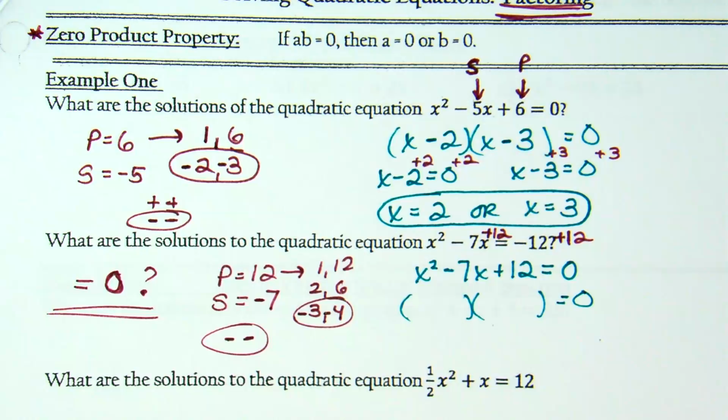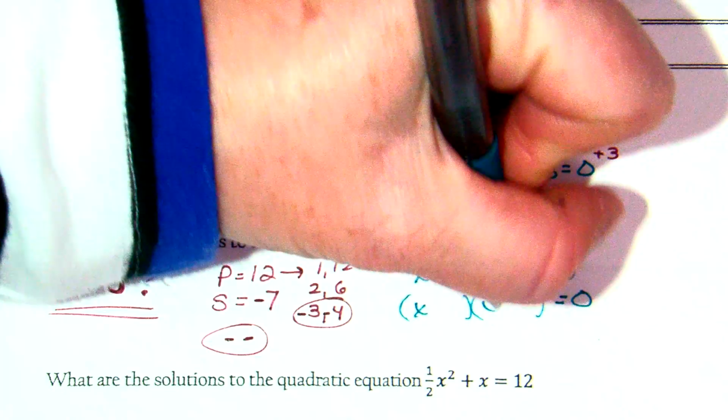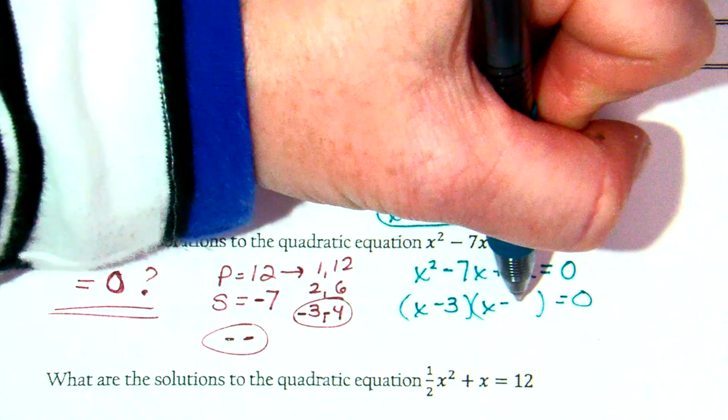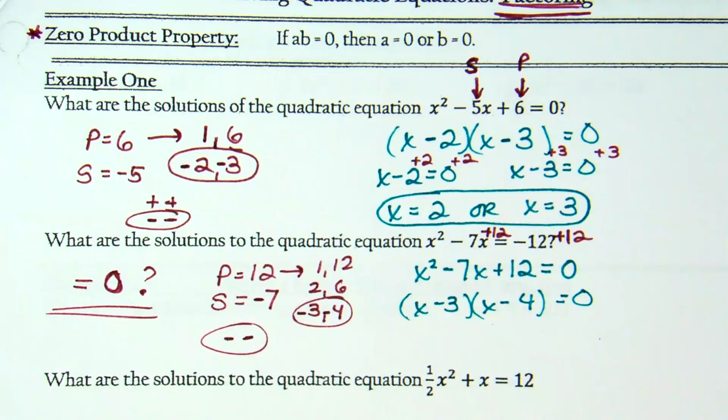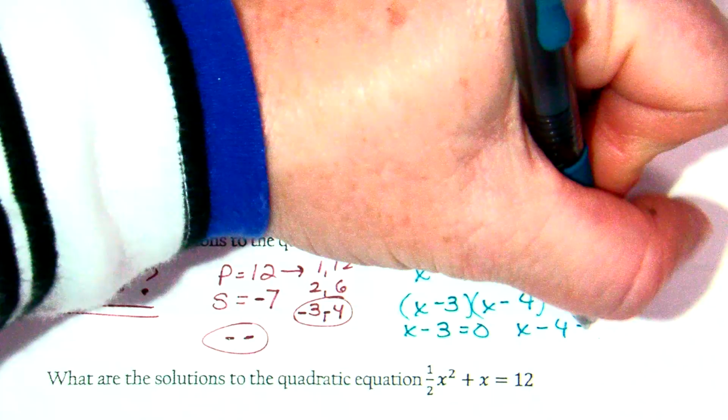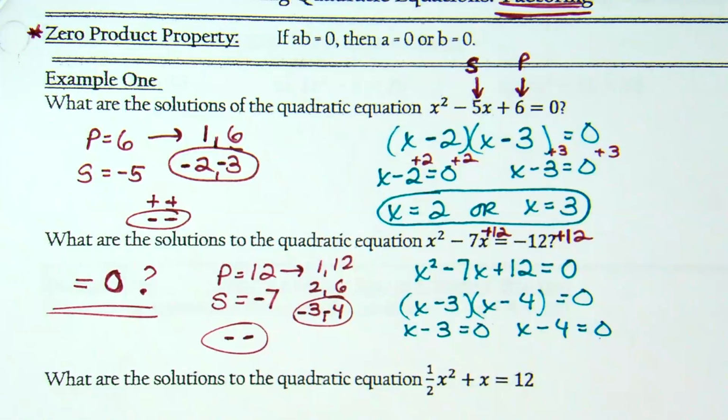What do I do with that? 2 parentheses, right? X squared breaks into x times x. Numbers are minus 3, minus 4. Set them each equal to 0. X minus 3 equals 0. X minus 4 equals 0. Okay. Answers are going to be x equals 3 and 4.